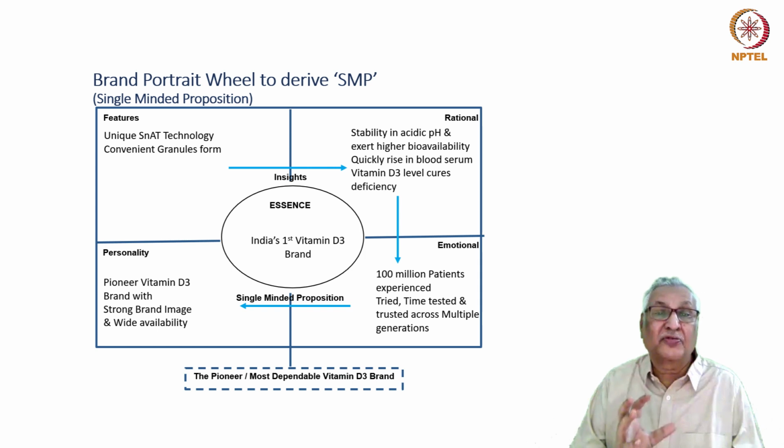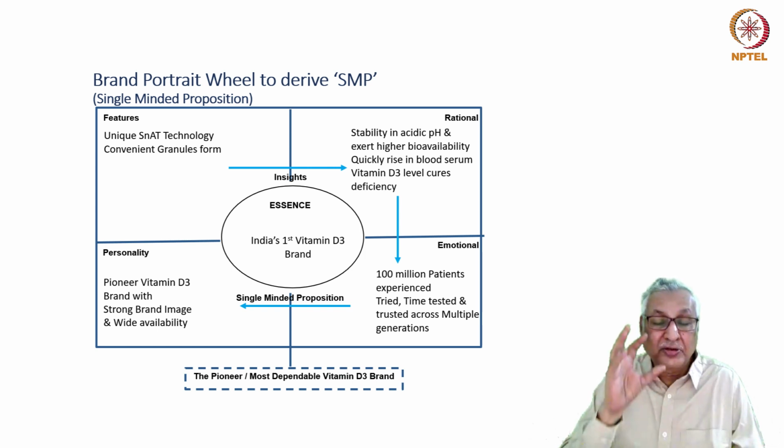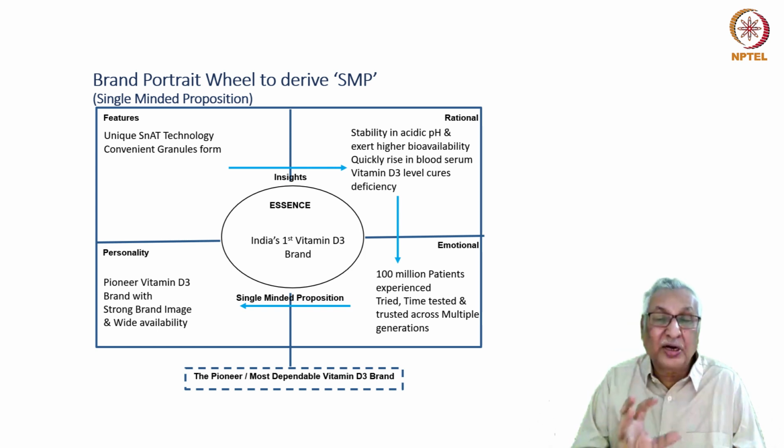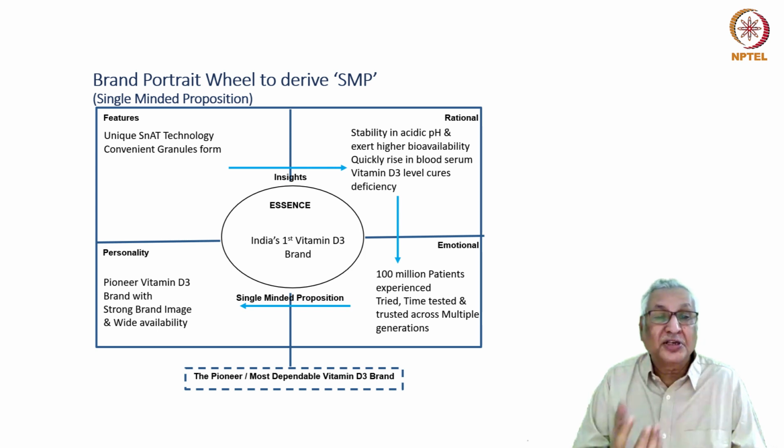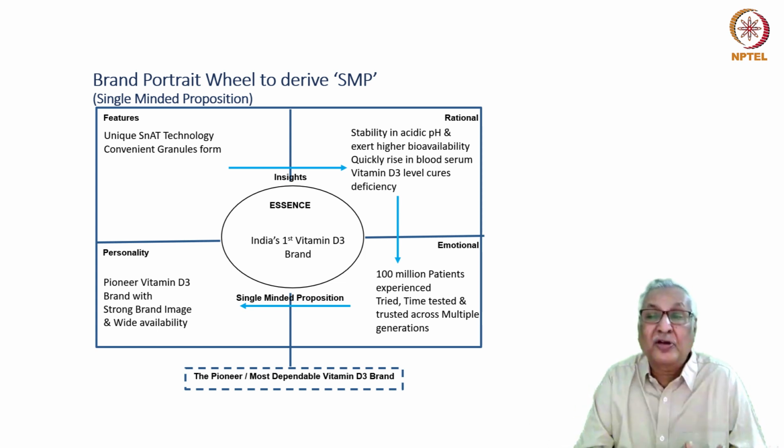And finally, you must have a brand wheel, which will give you at a glance the brand's spirit, the brand's personality. The essence of the brand's personality in this case is that it is India's first vitamin D3 brand. It features unique SN80 technology, a convenient granules form. The rationale: it has stability in acidic pH, exerts higher bioavailability, that is, it is bioavailable in the body. It quickly raises blood serum vitamin D3 level and cures vitamin D3 deficiency in the body.